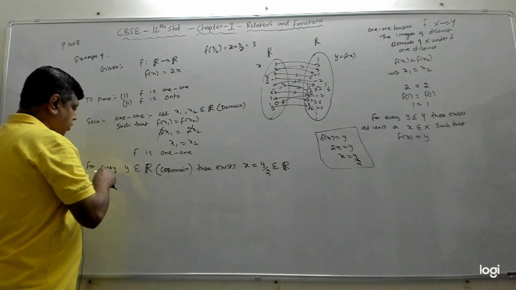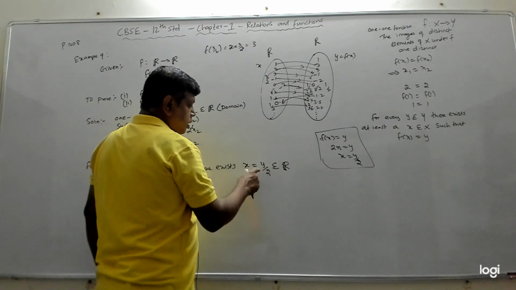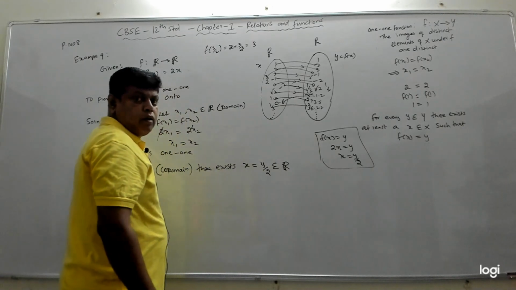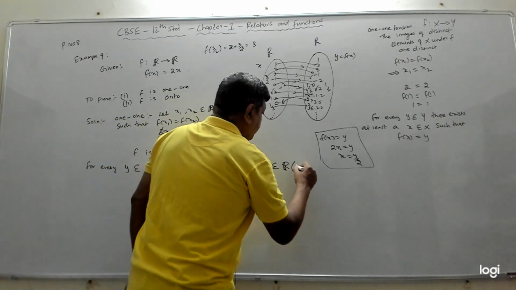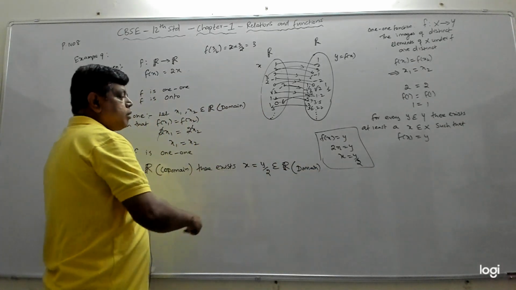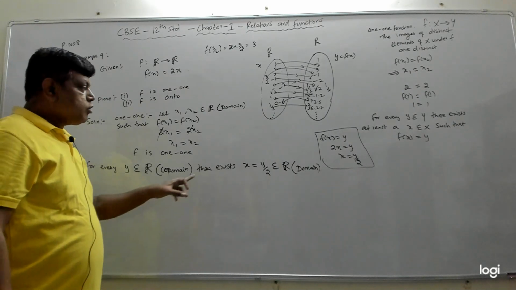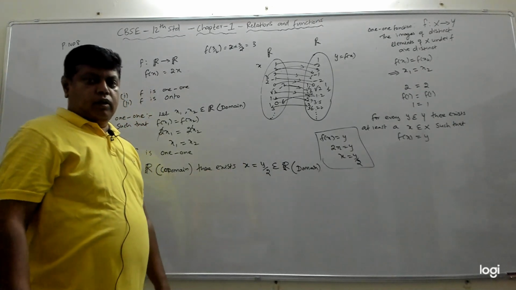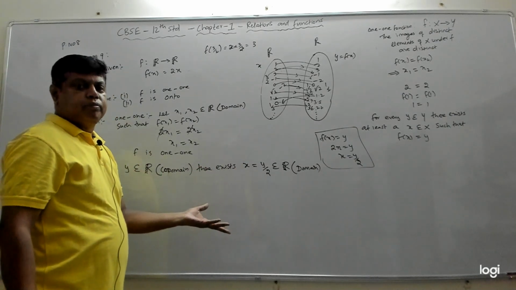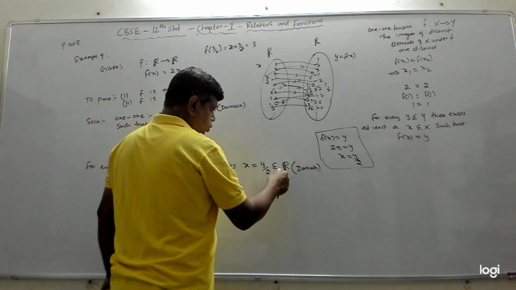So for every y in R, which is the codomain, there exists an x equal to y by 2 belonging to R, which is the domain, because we have to show that x belongs to R. X will be a real number because y is a real number. Y belongs to R means real number, so y by 2 is also a real number. Half of any real number is a real number. So therefore x is equal to y by 2 belongs to R.